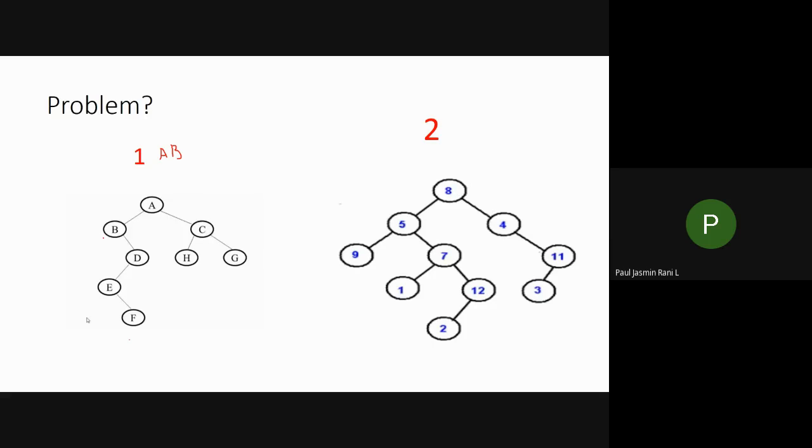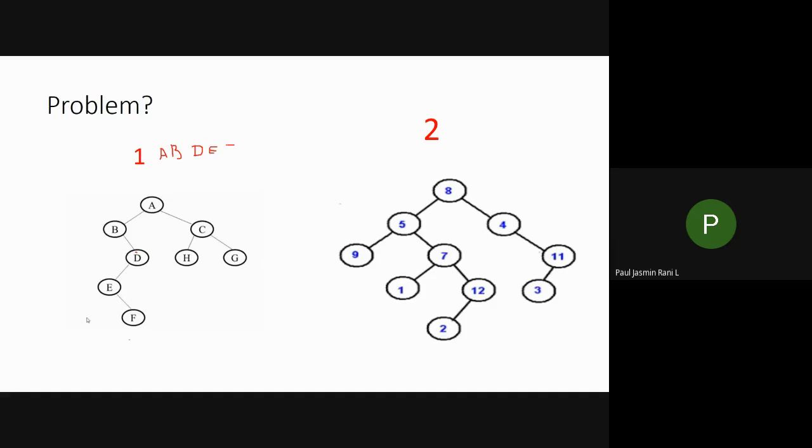From B, I don't have a left side, therefore no other go. I have to go to your right side. So I'm going to print this D. So D is printed. From D, I have only one branch, therefore I'm going to print this E. From E, again I have only one branch, so I'm going to give preference to your right side.